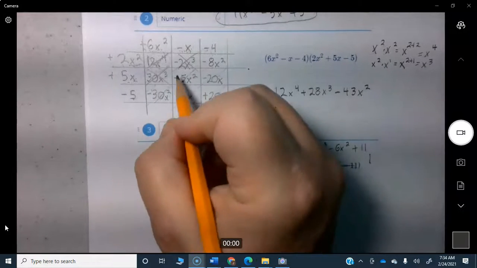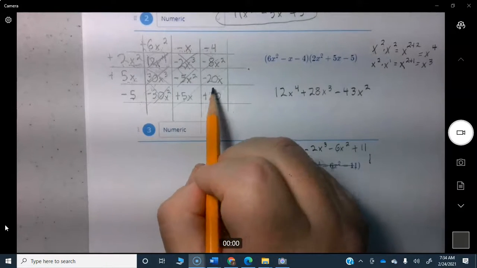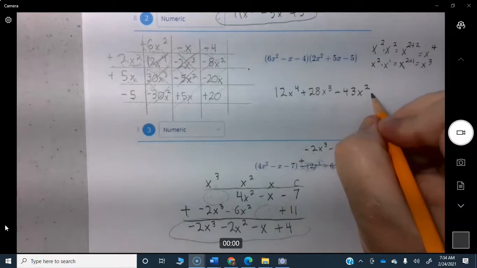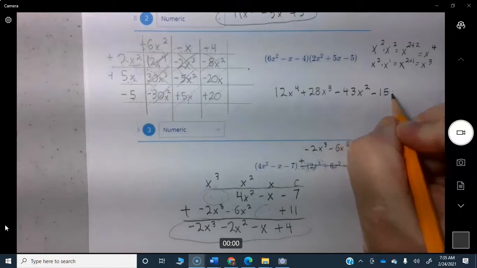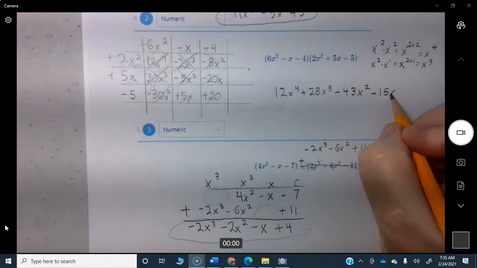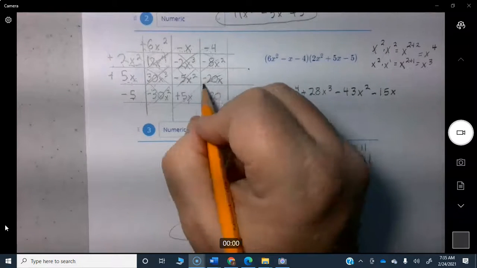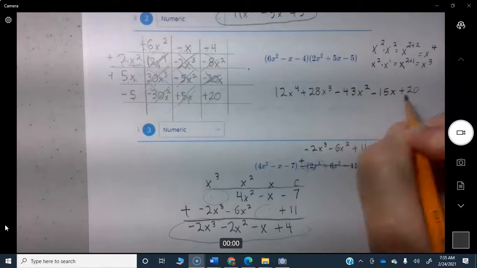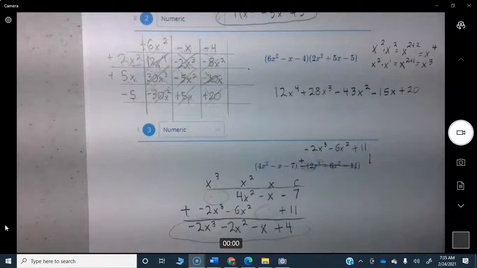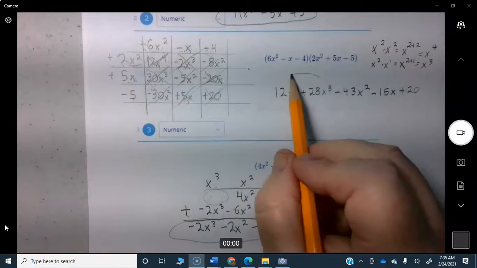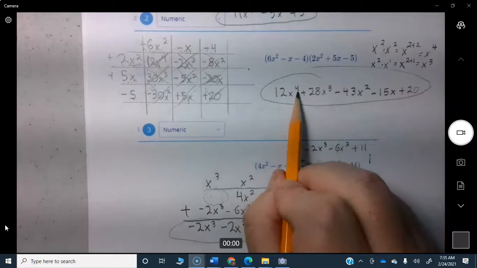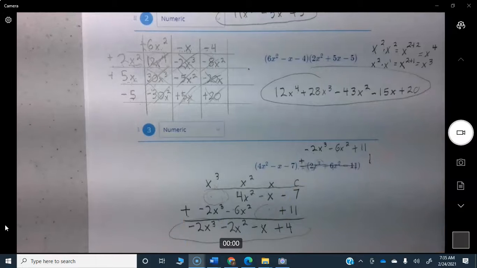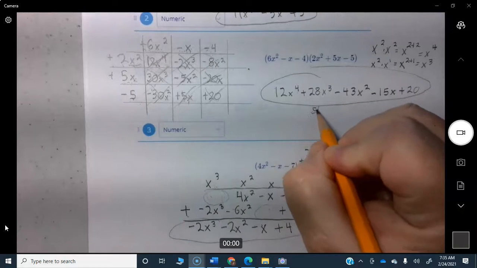Okay, so I've taken care of these. Now these two. It's negative 20 plus 5. That's going to get you to negative 15, and it's x. And finally, the last term is plus 20. And I've covered everything. And there's your final answer in standard form. So largest exponent, then the next one, then the next one, standard form. I'll write that down.